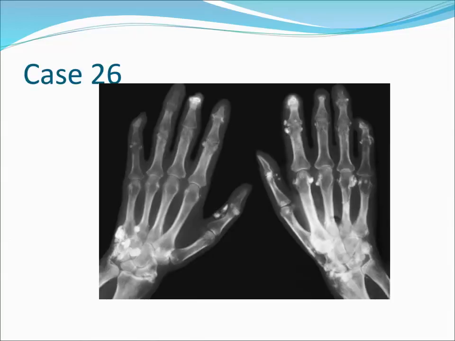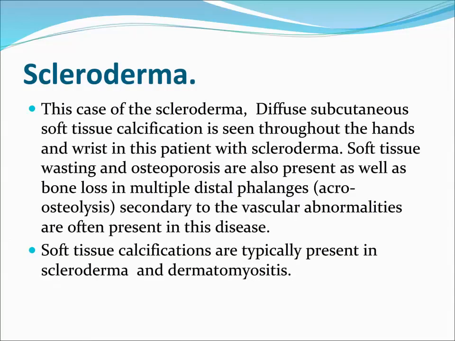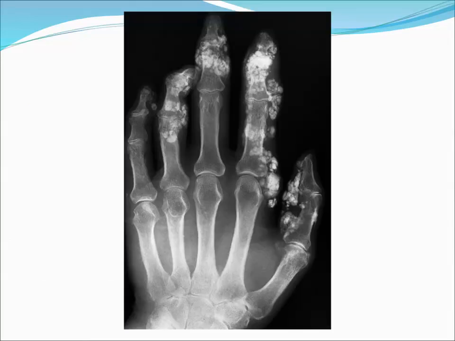In this case of scleroderma, diffuse subcutaneous soft tissue calcification is seen throughout the hands and wrist in this patient with scleroderma. Soft tissue wasting and osteoporosis are also present, as well as bone loss in multiple distal phalanges. Acroosteolysis, secondary to the vascular abnormalities, is often present in this disease. Soft tissue calcifications are typically present in scleroderma and dermatomyositis. This is another case of scleroderma.